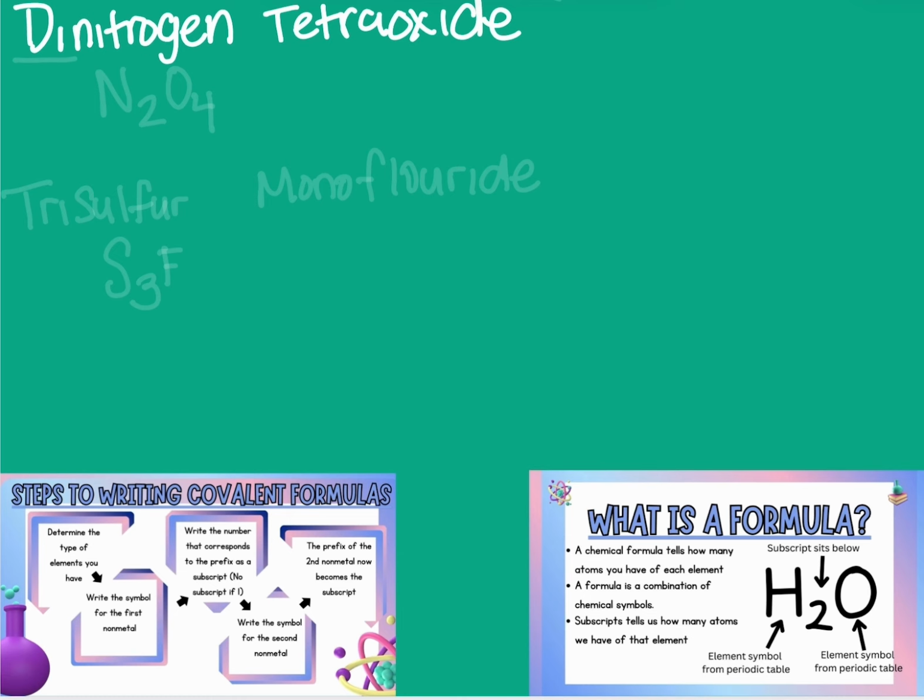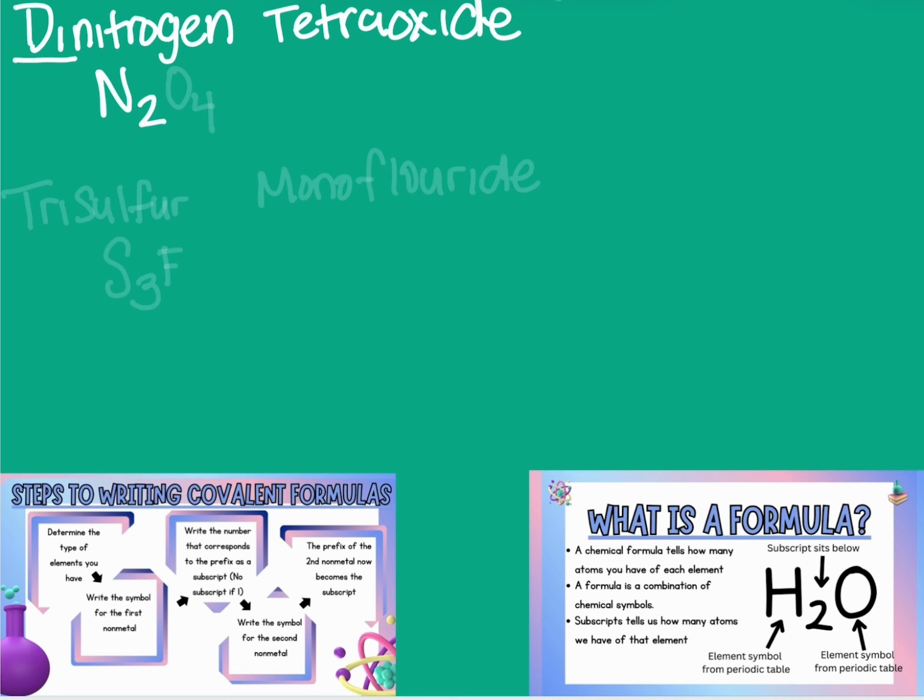So in order to write out the formula, first I have to determine the type of element that I have. I do know that both of these are nonmetals. Then I'm going to write the symbol for the first nonmetal. Outside of the prefix, I see that I have nitrogen, and the symbol for nitrogen on the periodic table is N. So I wrote out the symbol. Next, I'm going to look at my prefix. My prefix in front of nitrogen is di, and when I look at my prefix page, I know that di means 2. So I'm going to write 2 as the subscript.